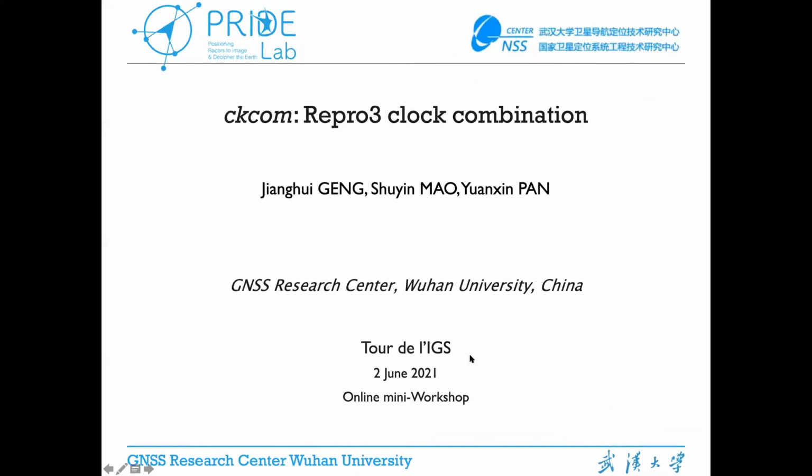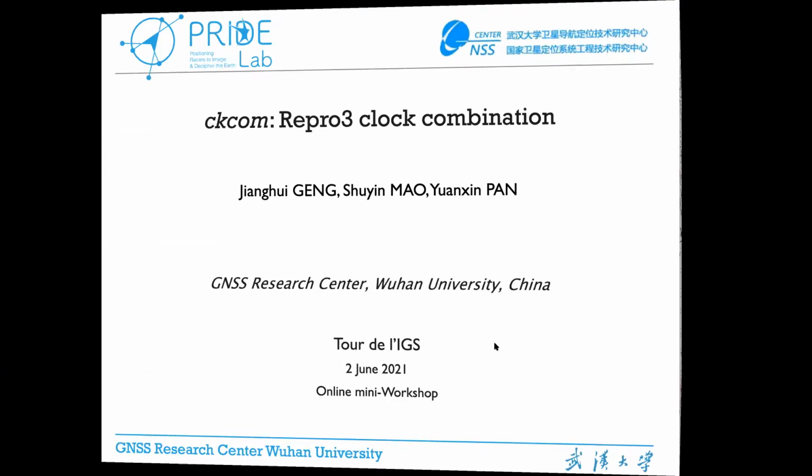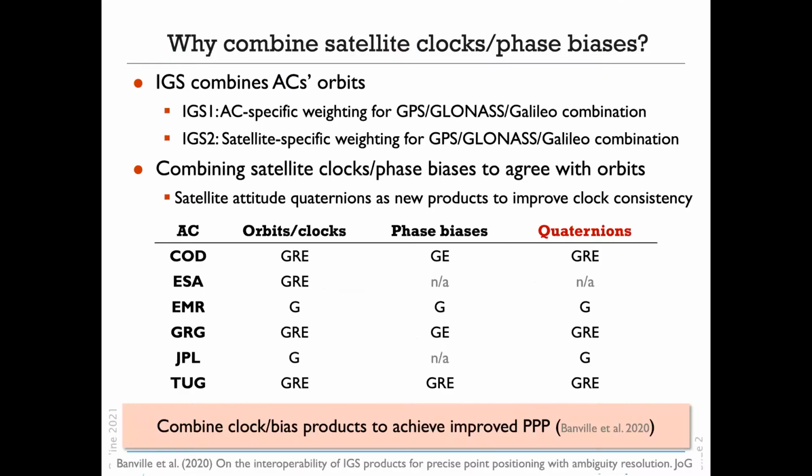Thanks for the invitation to this talk. Hello everyone, I'm going to talk more about the clock combination, just following the talk by Simon. We use a software to combine the multi-GNSS clocks, no matter whether they are float clocks or integer clocks. Now we have the combination orbits from Salim in the reprocessing, and we have IGS1 and IGS2, which are divided according to their weighting strategies.